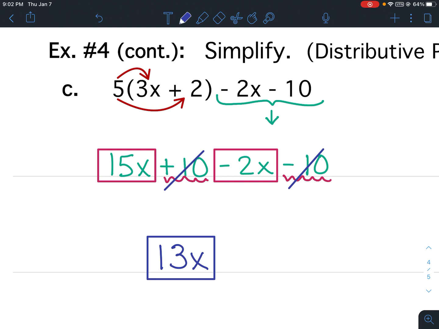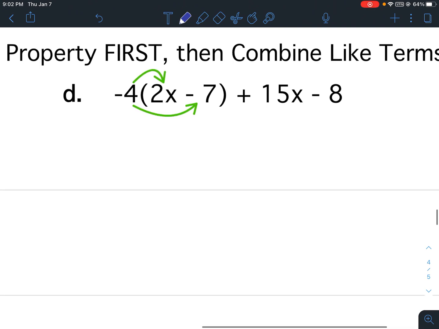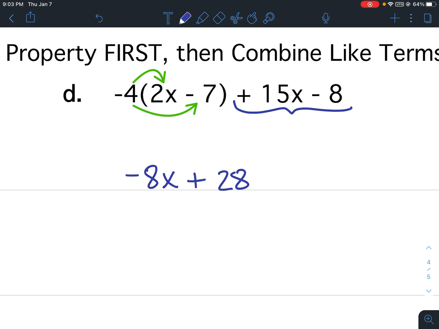If at any point you need to pause the video to get something written down, please do that. All right, example D. Again, I start with the distributive property. Negative 4 times 2x would give me negative 8x. Negative 4 times negative 7, two negatives would give me positive 28. And then there's nothing to do with this, so I just bring it down. So I'm going to bring down plus 15x minus 8.